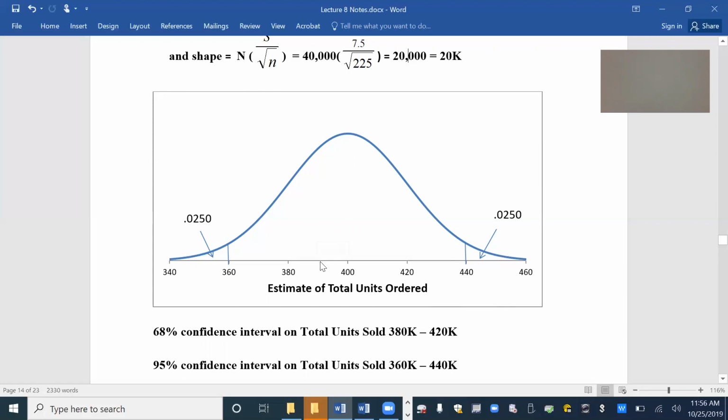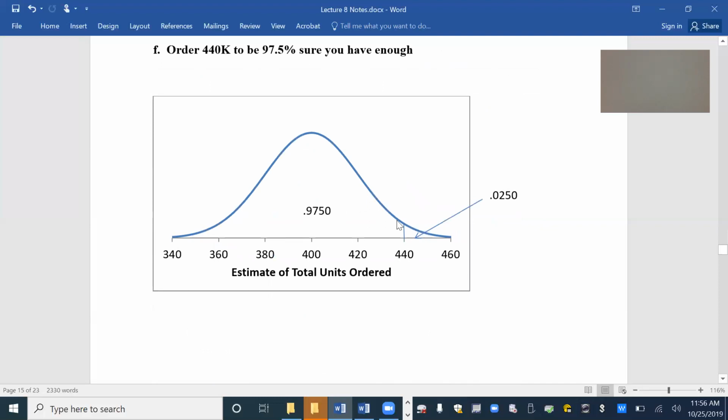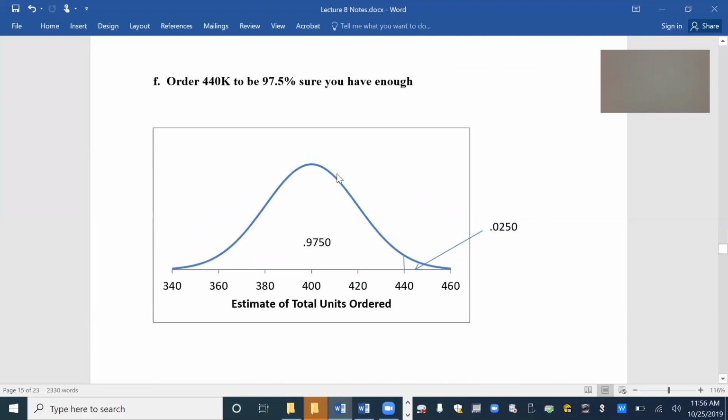Most of the time in business, we forecast at a 95% level. So we tell our boss, worst case scenario, 360,000, best case scenario, around 440,000. Okay, now for some reason the boss wants to be 97.5% sure that the boss has enough.